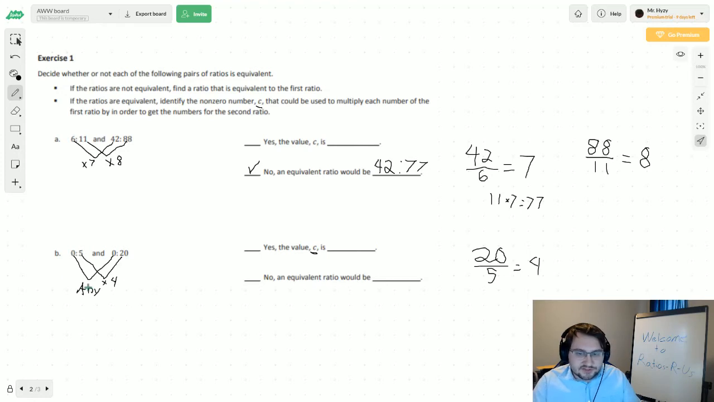Now, does that work for 0? 0 times 4 gets me 0. So that means, yes, this is going to be equivalent. And the value of C is going to be 4, because I multiplied both of my numbers by 4 in order to get from my first ratio to my second ratio. 0 to 5, that ratio times 4 gives me 0 to 20, and they are now equivalent ratios. So that is exercise 1.